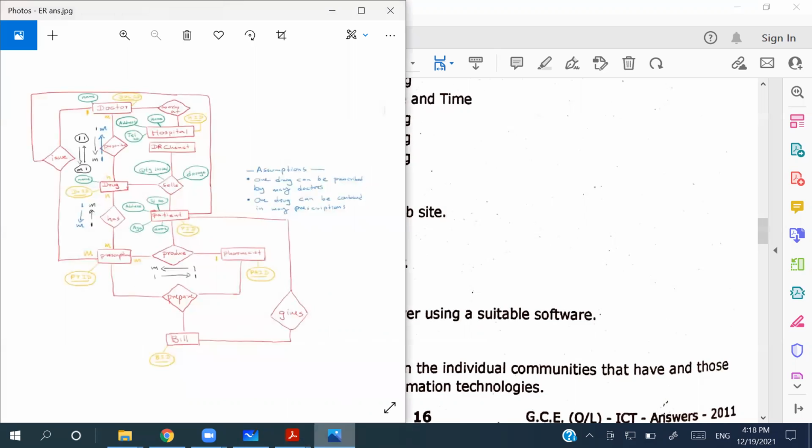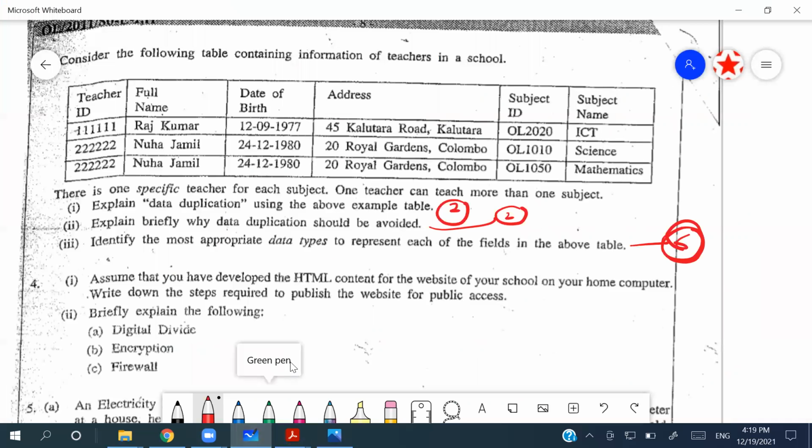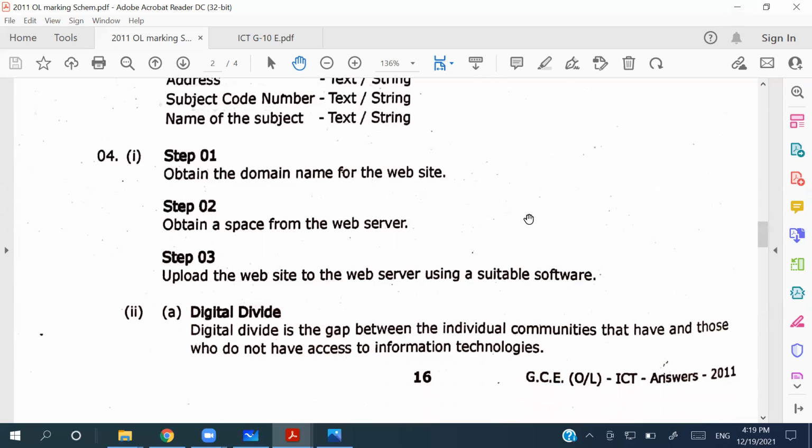And the next one they have asked, digital divide. Briefly explain the following. Digital divide means what? The gap between the individual communities that have and those who do not have access to information technology.